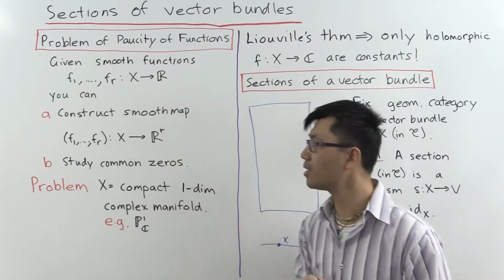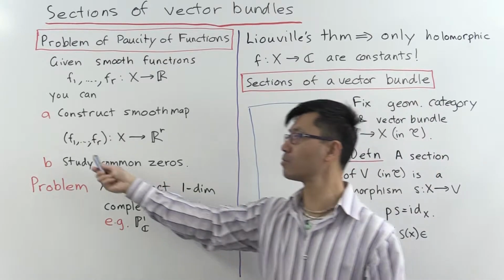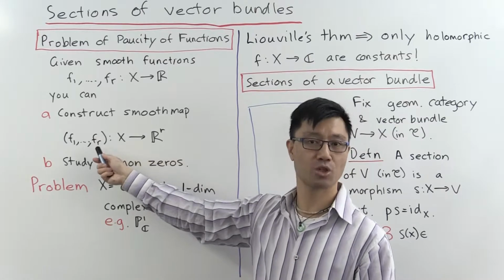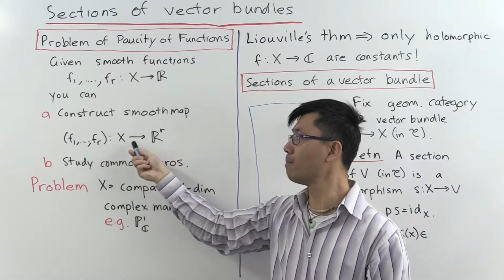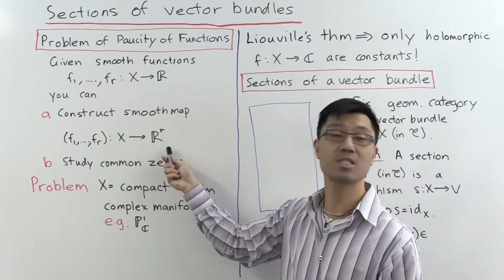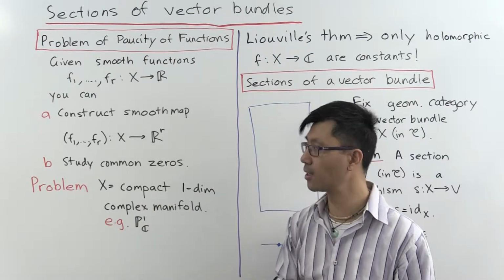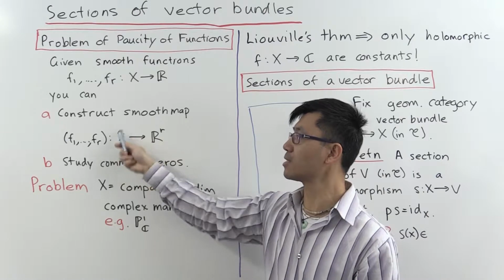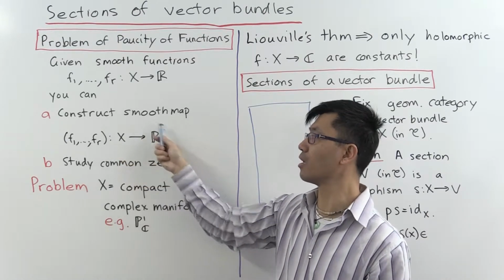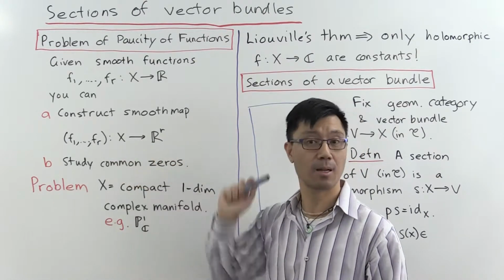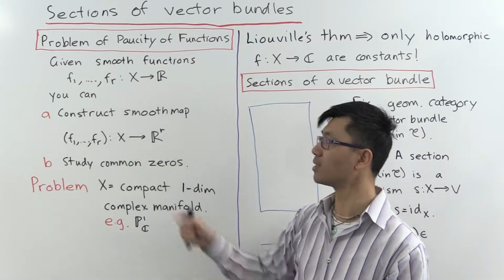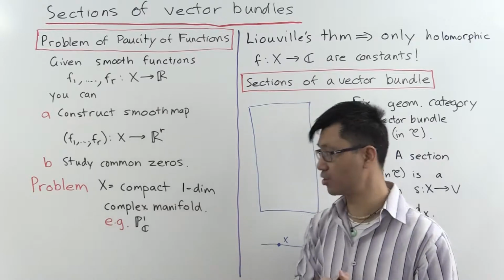So the first thing is that you can put them together in a tuple, and then use it to map from our manifold X to Euclidean space R to the r. So in this case, you have a map from here to here, and if r is big enough, of course, you can make this an embedding, so you can capture all the information of X that way. So that's one thing that you can do with functions.